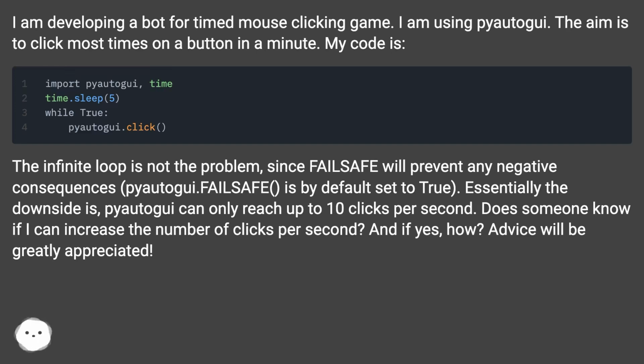The infinite loop is not the problem, since failsafe will prevent any negative consequences. pyautogui.FAILSAFE is by default set to True. Essentially the downside is, PyAutoGUI can only reach up to 10 clicks per second. Does someone know if I can increase the number of clicks per second? And if yes, how? Advice will be greatly appreciated.